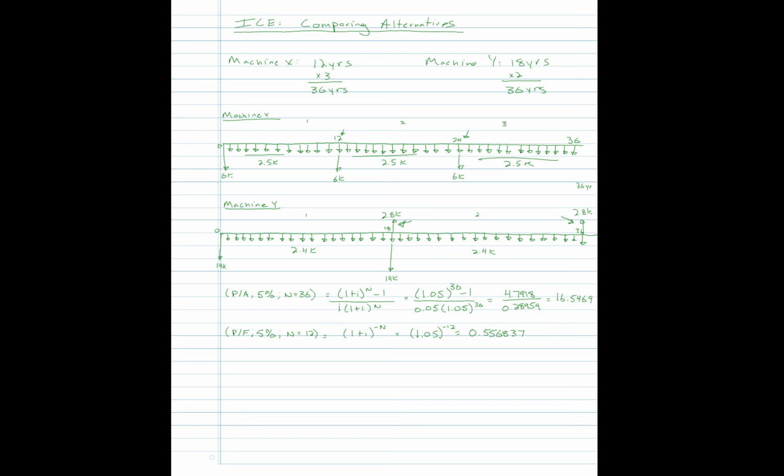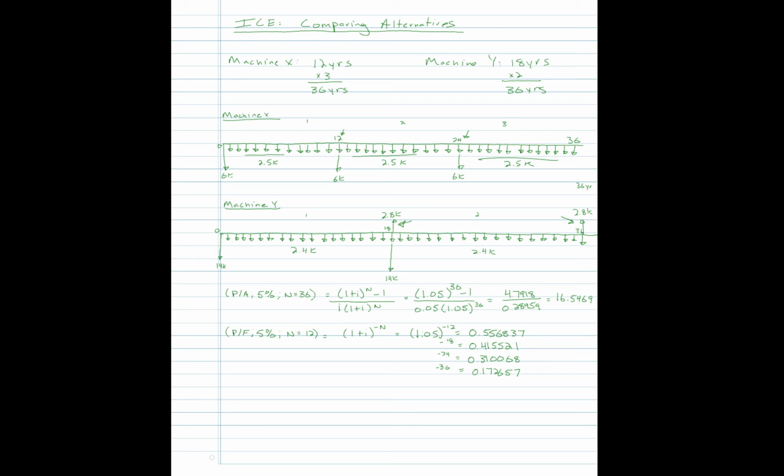For n is 12, the factor is 0.556837. For n is 18, 1.05 to the negative 18th power, the factor is 0.415521. For 24, 1.05 to the negative 24th power, it's 0.310068. And then 36, it will be 1.05 to the negative 36th power, 0.172657. That helps me to calculate the present value of all of those future amounts. Alright, so we have the factors.